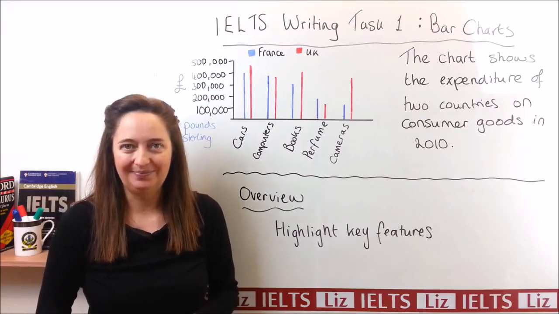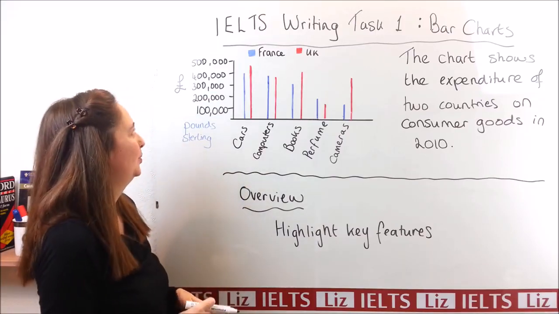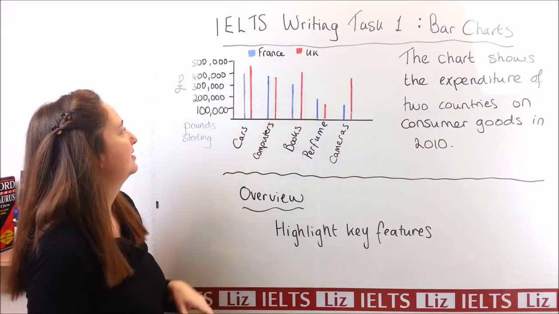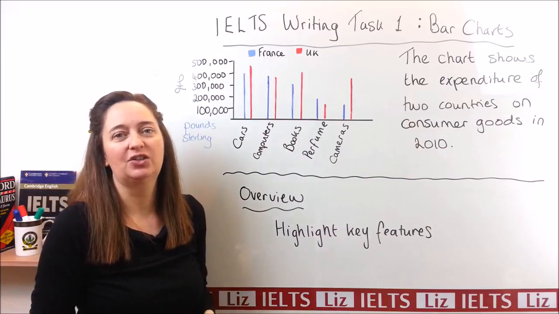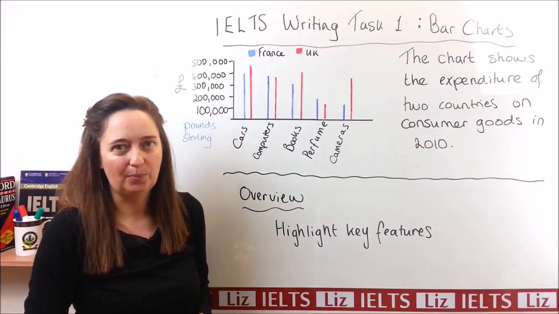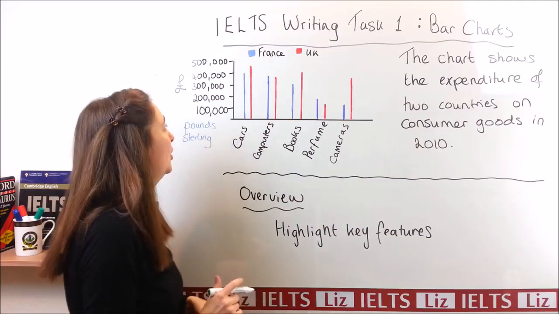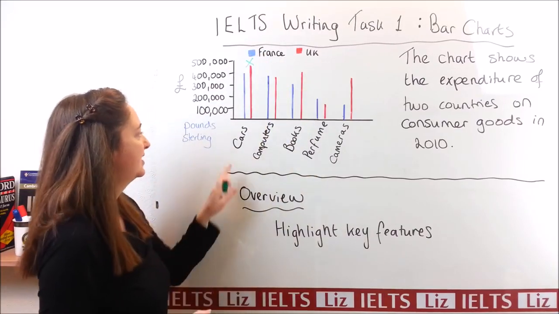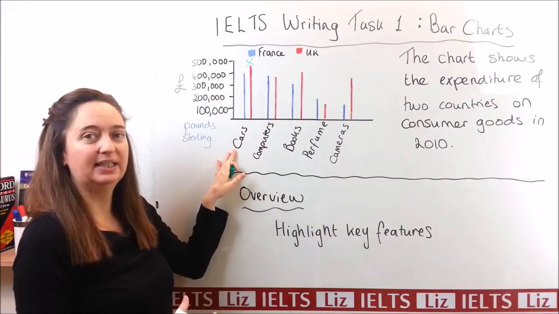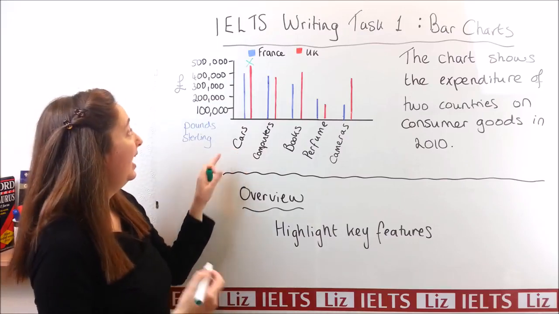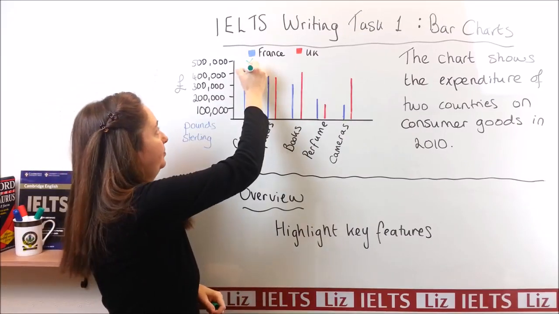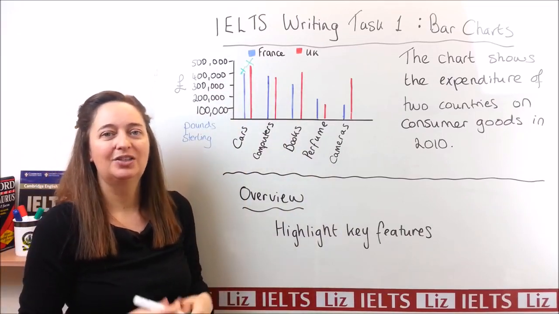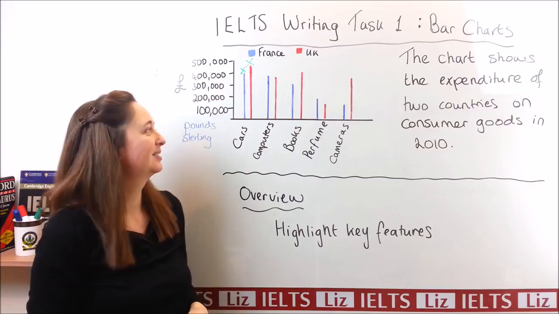key features are. If you look at the chart, you will see that in red is the UK and in blue is France. And of course, key features are all about the high points and the low points of your chart. So if we look here for the red one, that's UK, we can see that most of the spending was on cars. And also for France, the blue one, that's the same. So both France and the UK spent most of their money on cars.